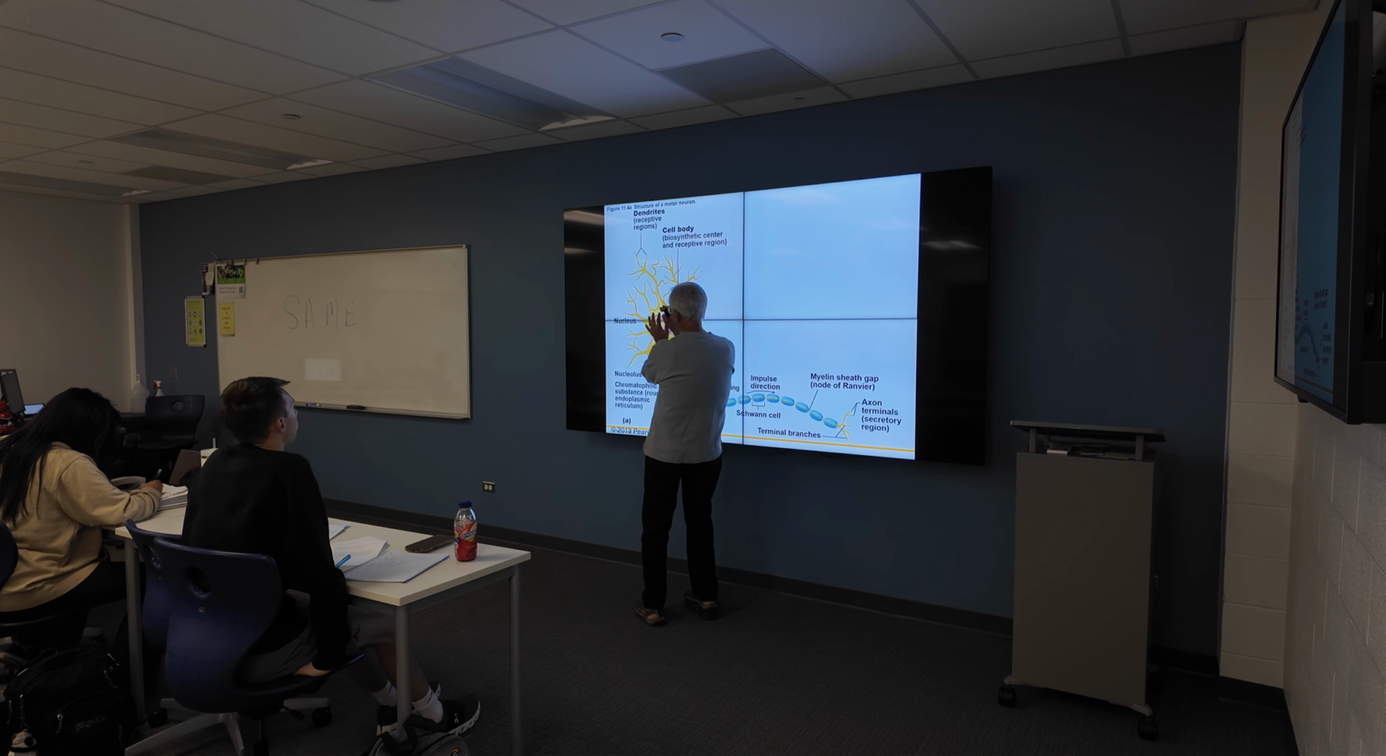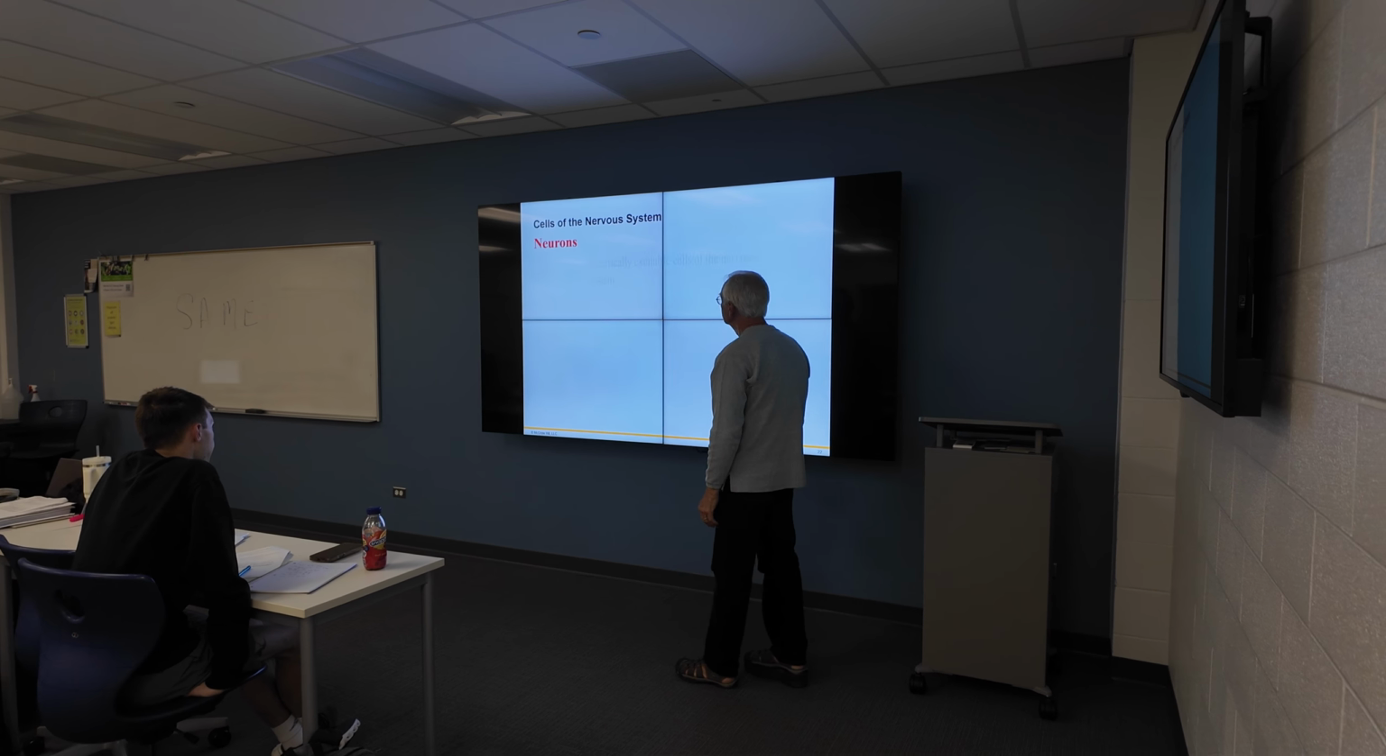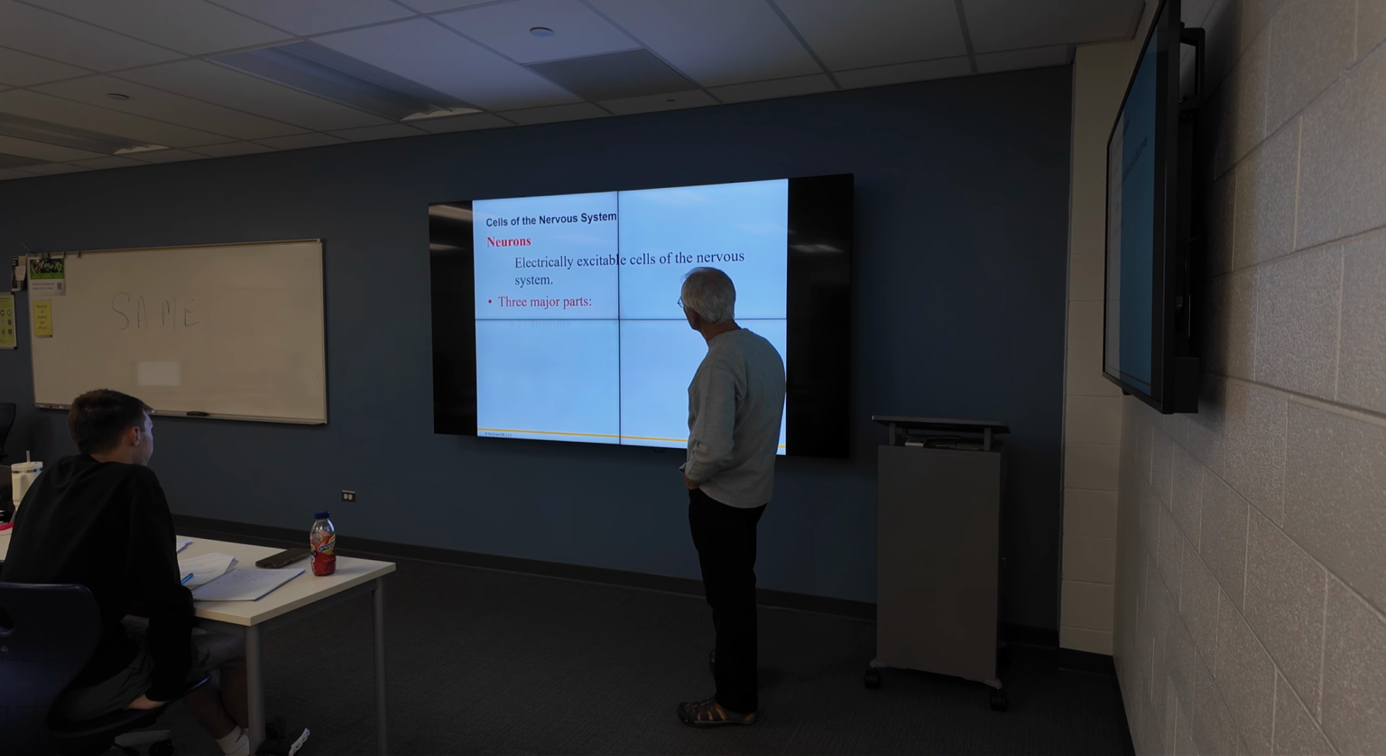All right, so here's the nucleus. Here's the soma or the cell body. Here's the dendrite. Here's the axon. The neuron: electrically excitable cells, three major parts.